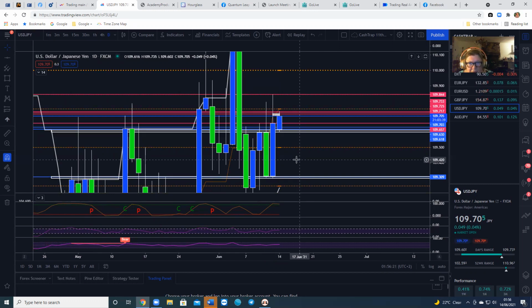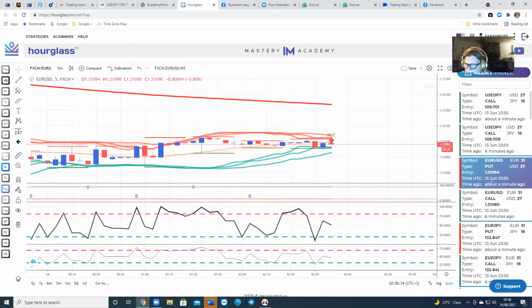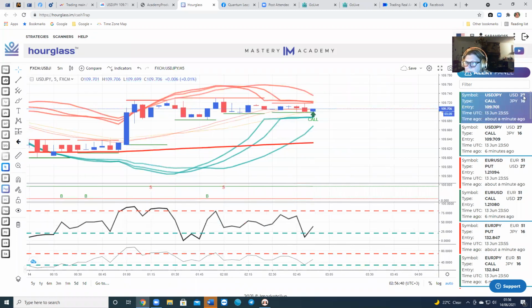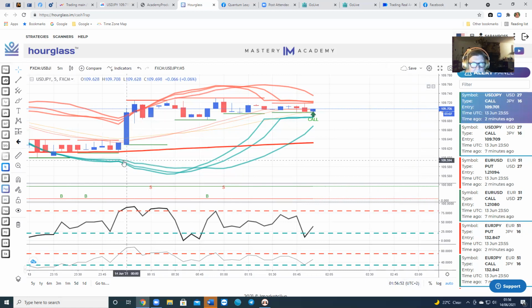He's on a 3-minute fixed time. It's still the 5-minute hourglass. So I'm going to be looking at USD JPY. Here it is on hourglass. What we can see is that the US dollar is at 27 and the Japanese yen is at 16. We had a big candle up here, at sort of in Sydney, and then you can see that the Bollinger Bands have got very, very tight.